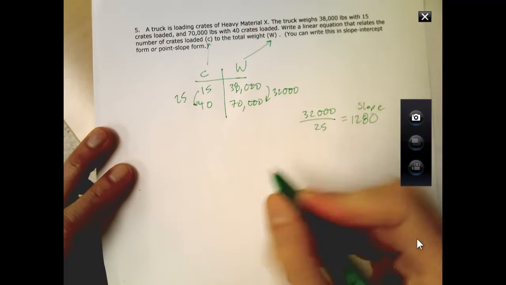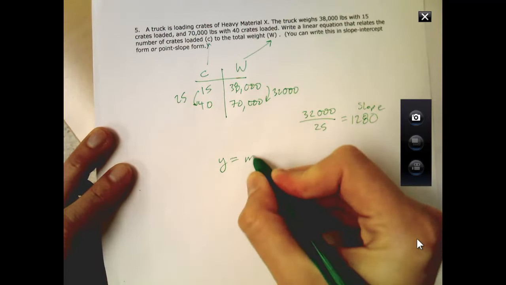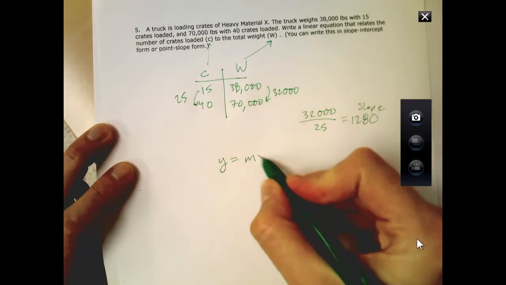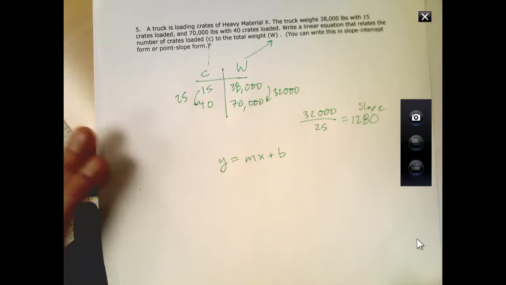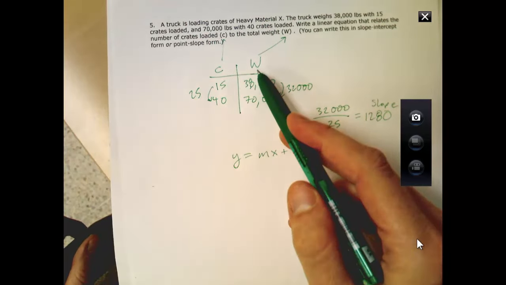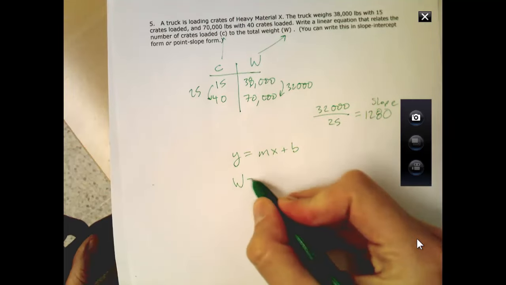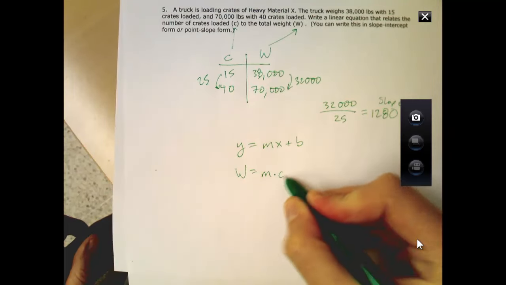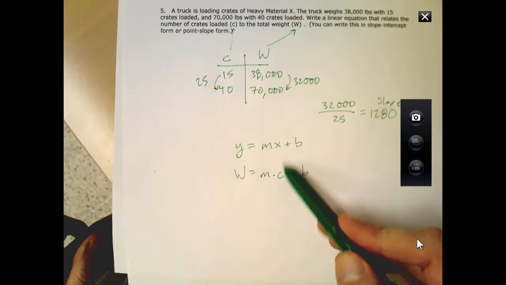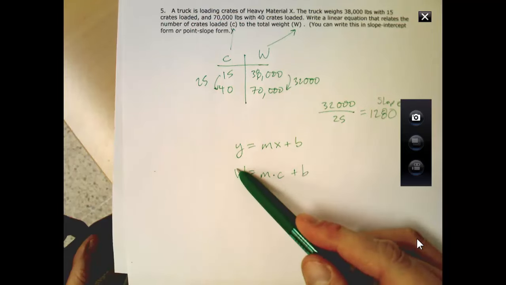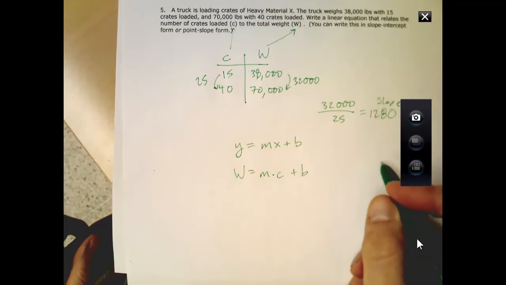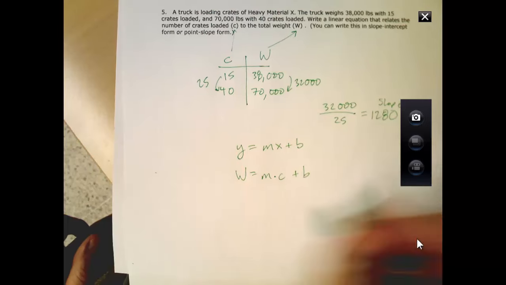So that means, this is a line, by the way, that in this word problem we're trying to write the equation for. And it's going to be a y equals mx plus b equation. But since our variables are c and w, they're not x and y, it's really going to be y equals m times c plus b, right? The number of crates is in the place of the x, and the total weight is in the place of the y. So we know m. M is 1,280.